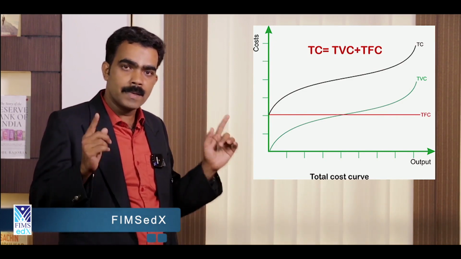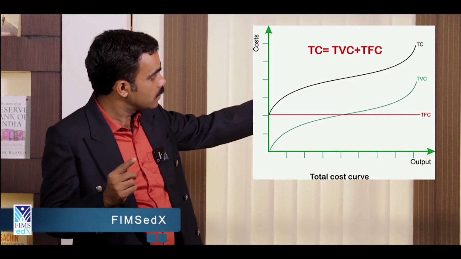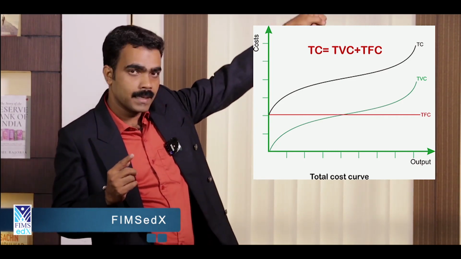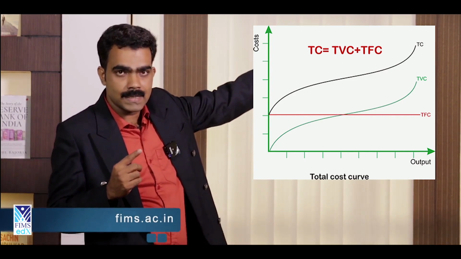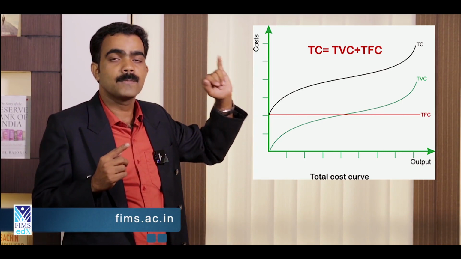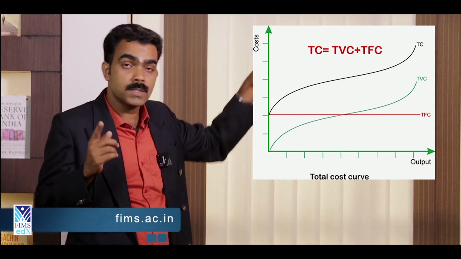Fixed cost plus variable cost is equal to total cost. That is what the third line shows. See, from the top, the fixed cost stays constant, but when the output increases, the total cost also increases. The first one is fixed, the second one is variable, the third one is total cost. Total cost means fixed cost plus variable cost.